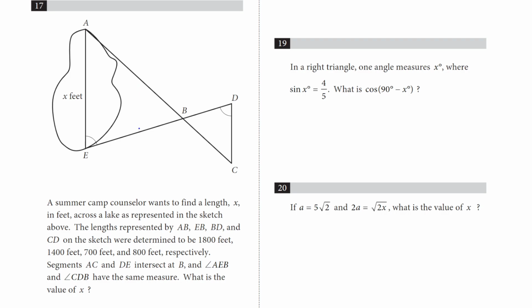In summer camp, okay, we want to find some lengths, so AB is 1800, EB is 1400, BD is 700, and CD is 800. Okay, these angles are the same, which means we're basically looking at equivalent triangles here. So this should just be 1600 because this is just going to be twice this because this line is twice that.